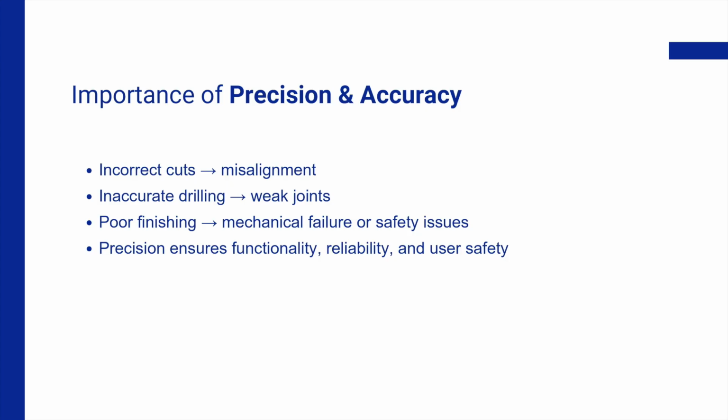So this can lead to loose joints, uneven stress, or even mechanical failure. In biomedical engineering, such errors can be more critical, as poor fit or sharp edges may cause discomfort or injury to the user. That is why we engineers must use proper tools, correct machining parameters, and also accurate measurement techniques to ensure both precision and accuracy in fabrication.